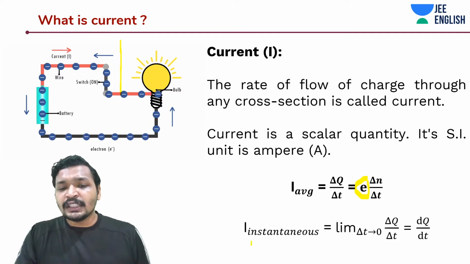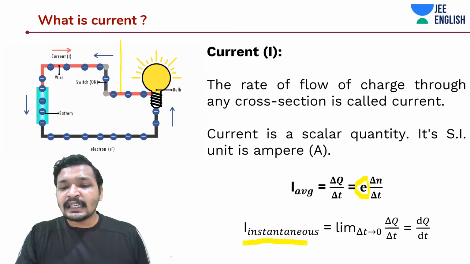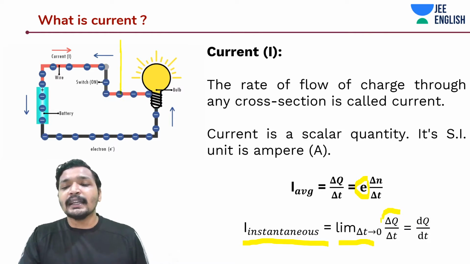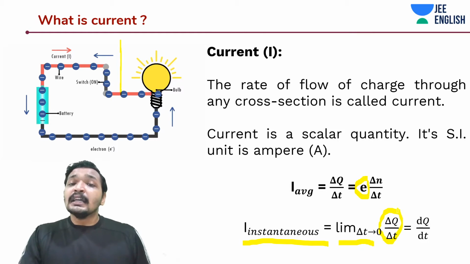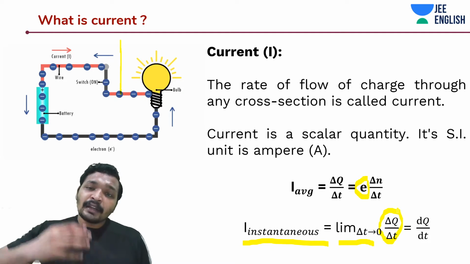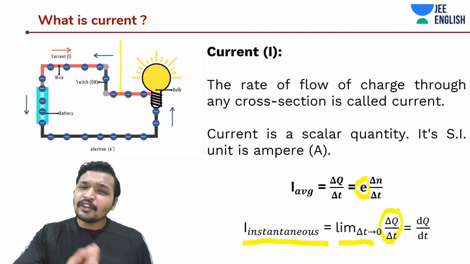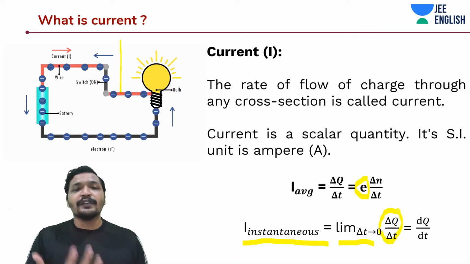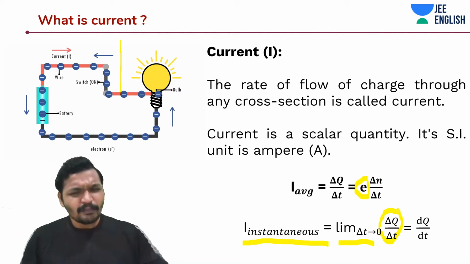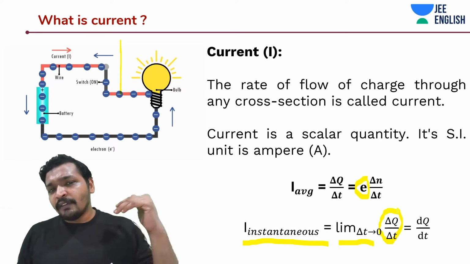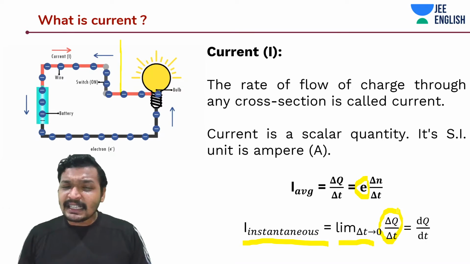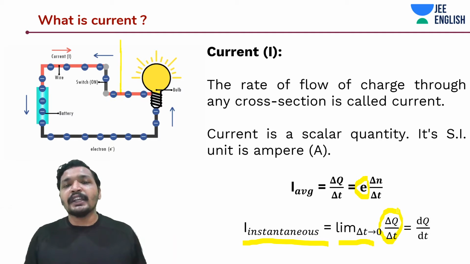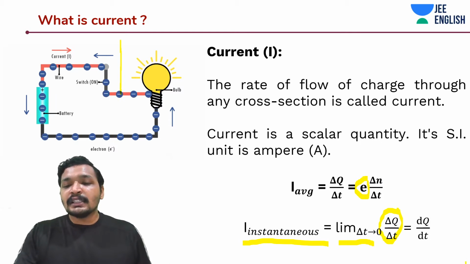So you see over here, I've written I instantaneous is equal to limit delta T tends to zero of delta Q by delta T. Which means the time in the denominator, that instant, is going to be zero, that there is no change in time. That is what we are assuming at that moment. So delta Q by delta T, where delta T tends to zero, is instantaneous current, or you can differentiate any given equation to derive the instantaneous current.